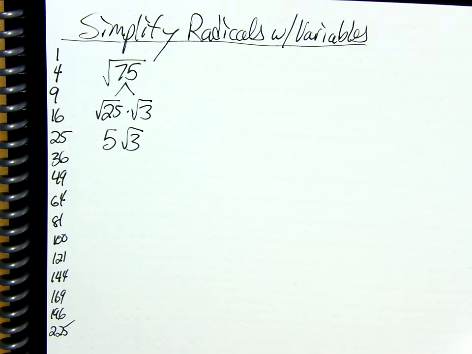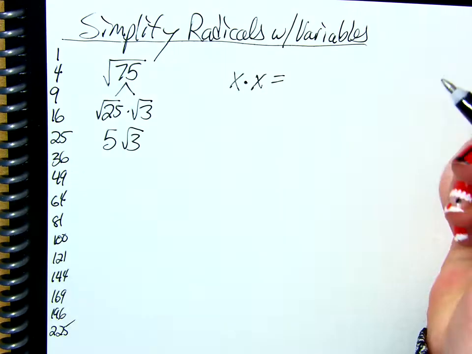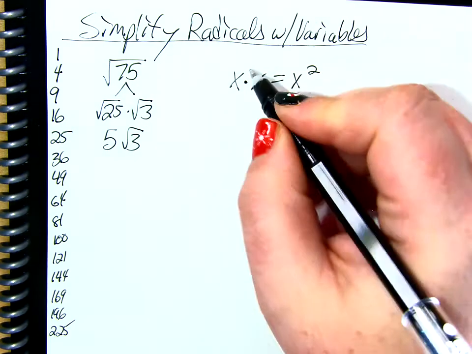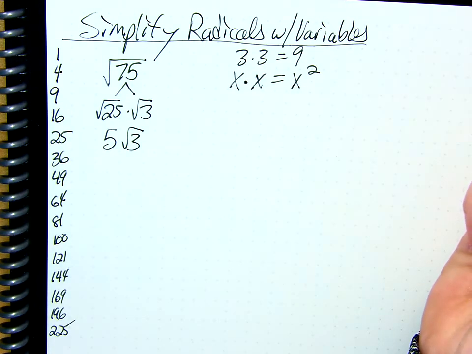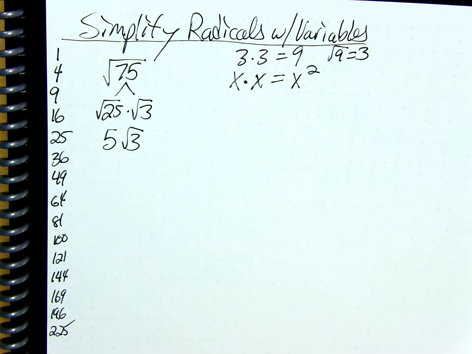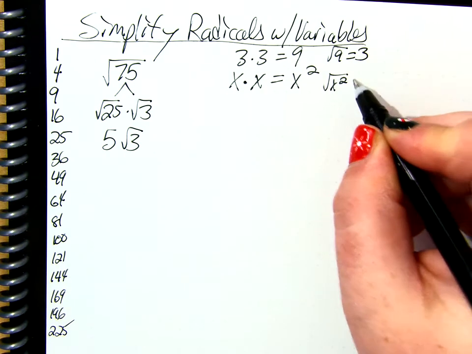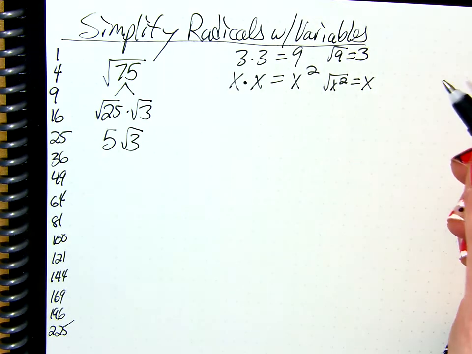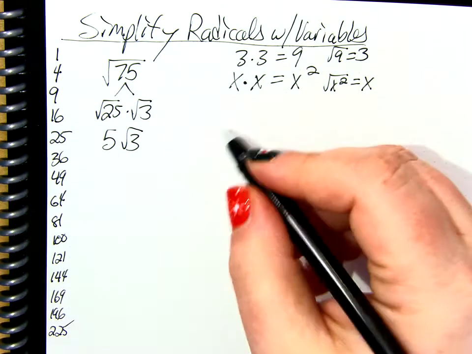So let's try this. What do you get when you multiply x times x? X squared, right? Same thing like 3 times 3 equals 9. So that's why the square root of 9 is 3. So, using that logic, what do you suppose the square root of x squared is? X, right? Because x times x gets me x squared. So the square root of x squared should just be x. You follow me?